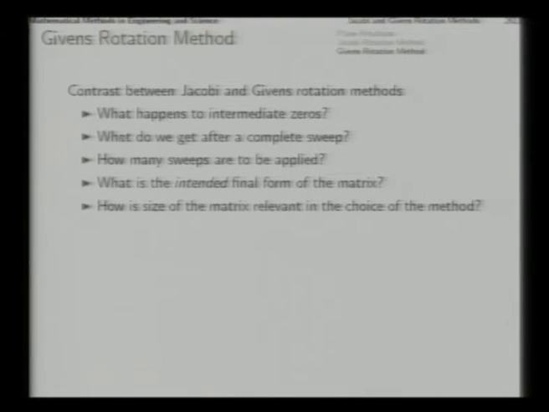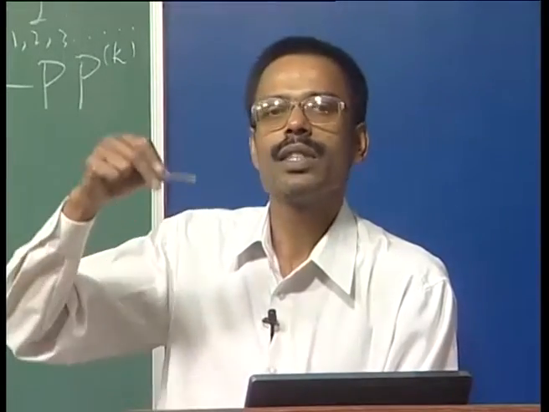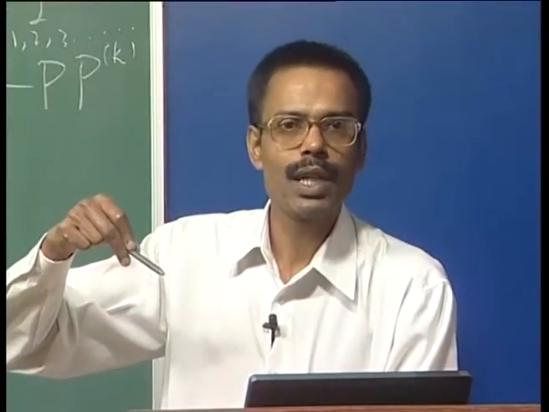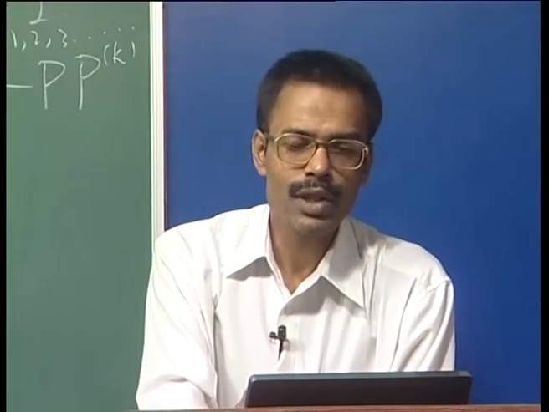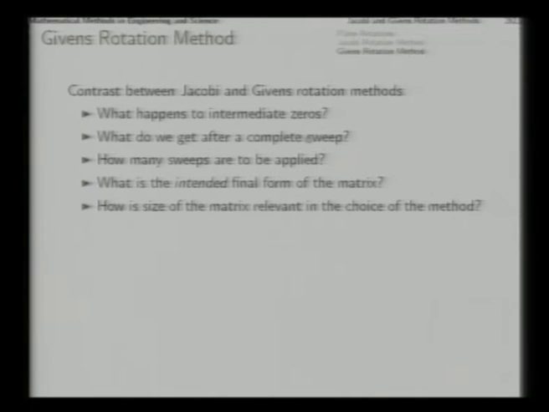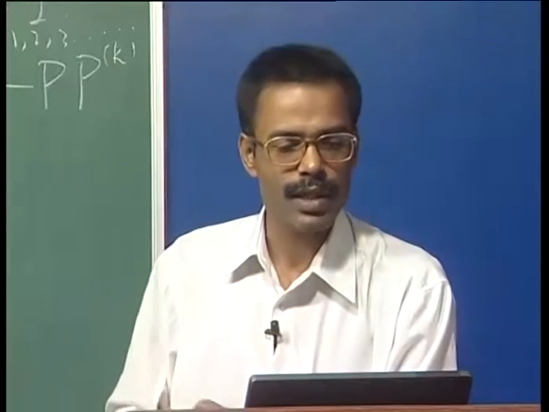Second question is, what do we get after a complete sweep? In the case of Jacobi rotation, we get another matrix which is also perhaps a full matrix, but with the off-diagonal terms a bit reduced in magnitude compared to the old matrix. In the case of Givens rotation, after a complete sweep, we get a completely symmetric tridiagonal matrix, as long as the original matrix is symmetric.